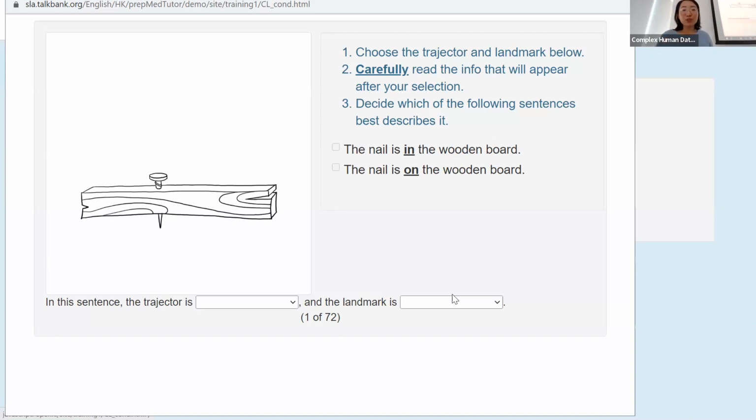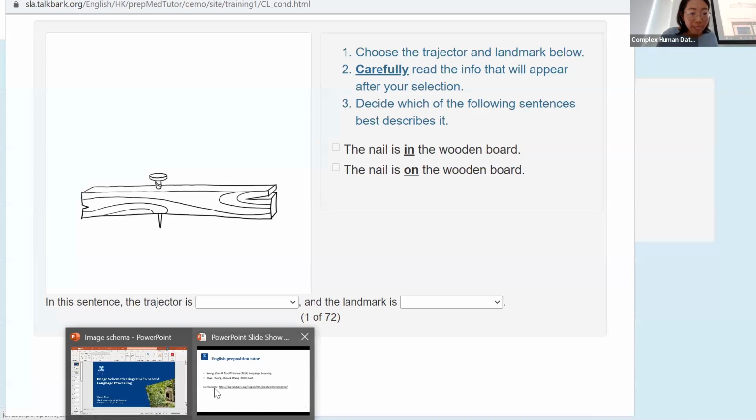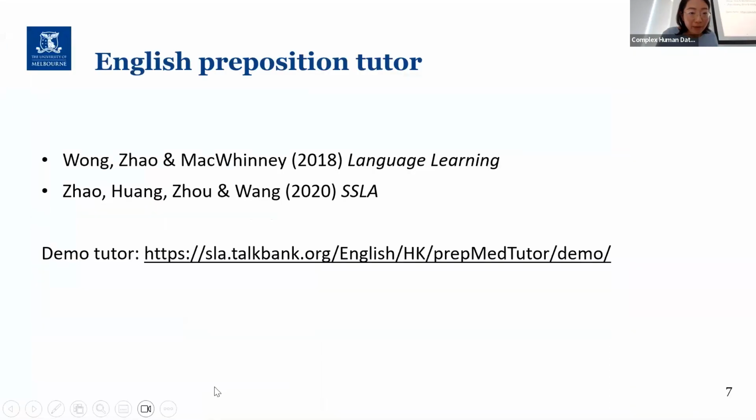Yeah, so I just want to show you a taste, a glimpse of the tutor. So if we can just come back to the slides. You may need to share them. Stop sharing. No, it's working. It is working.